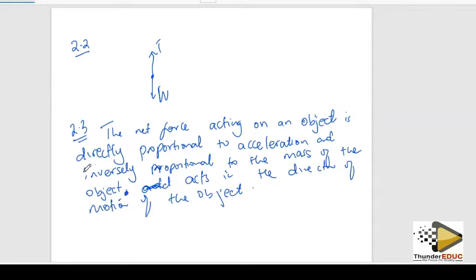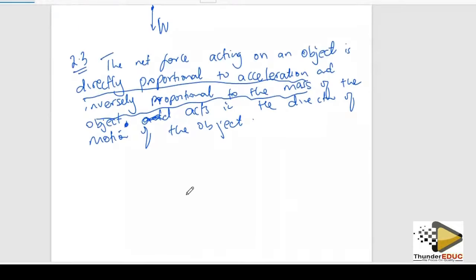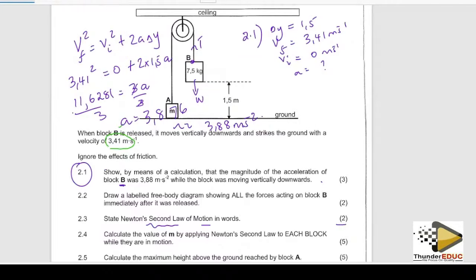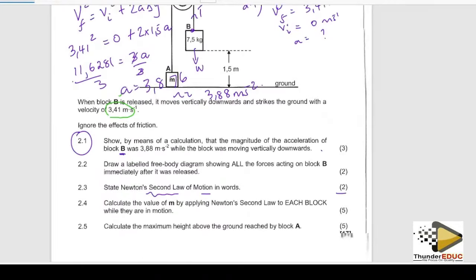Okay, just play around with those words, but for as long as we see this word of directly proportional, the force is directly proportional to the acceleration. At least it must be within your statement. And then inversely proportional to the mass, and then acts in the direction. So they're just keywords that we're interested in, but play around with the English. Then 2.4, they want us to calculate the value of M.